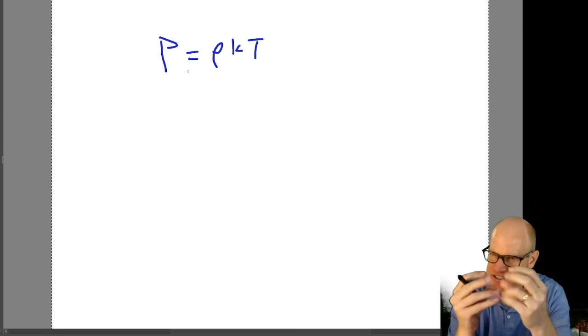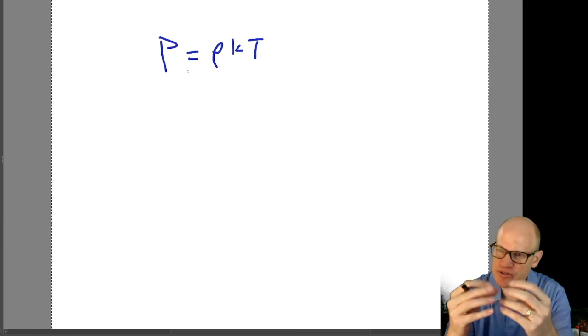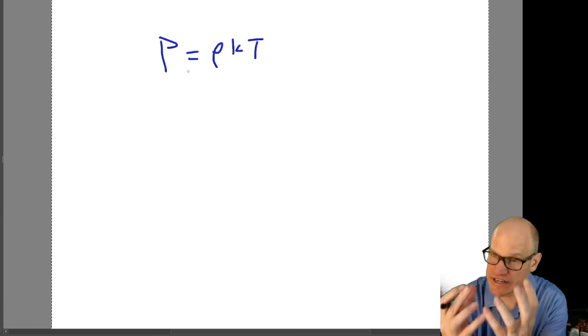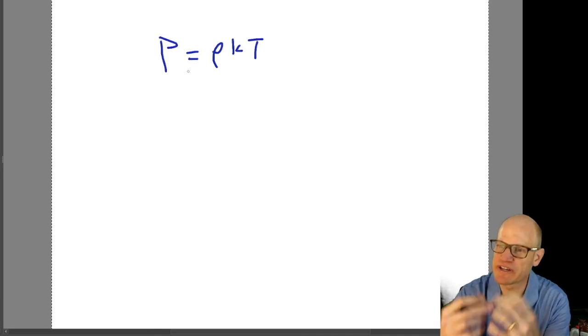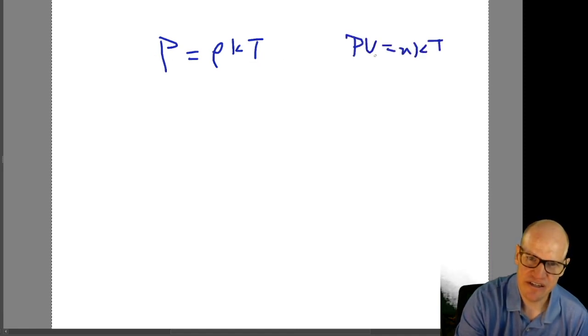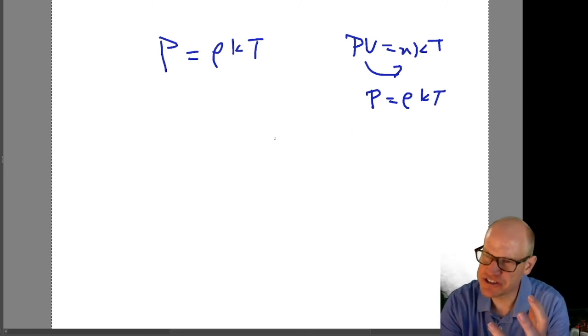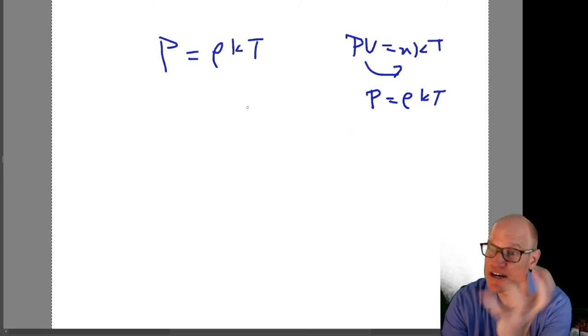You have these things that are moving in random motions, and those random motions produce kinetic energy. We characterize that kinetic energy with a quantity called temperature. And the ideal gas law is this right here, right? It's PV equals NkT, and if I move the V over there, that's P equals rho kT, where this is the density.